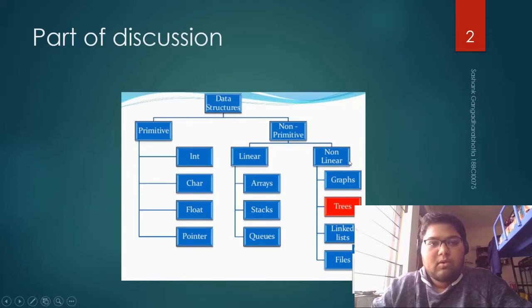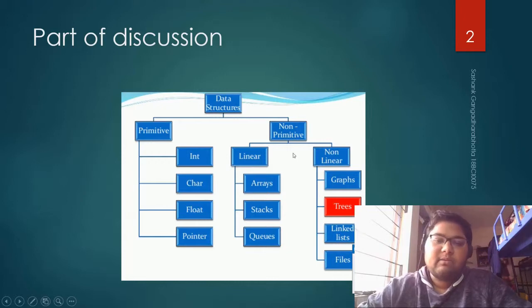So now we are discussing data structures. The data structures are of two types: primitive and non-primitive. Primitive ones are like int, char, float and pointer. These are the basic types. Now the non-primitive ones are arrays, stacks, queues, graphs, trees, linked lists and files.